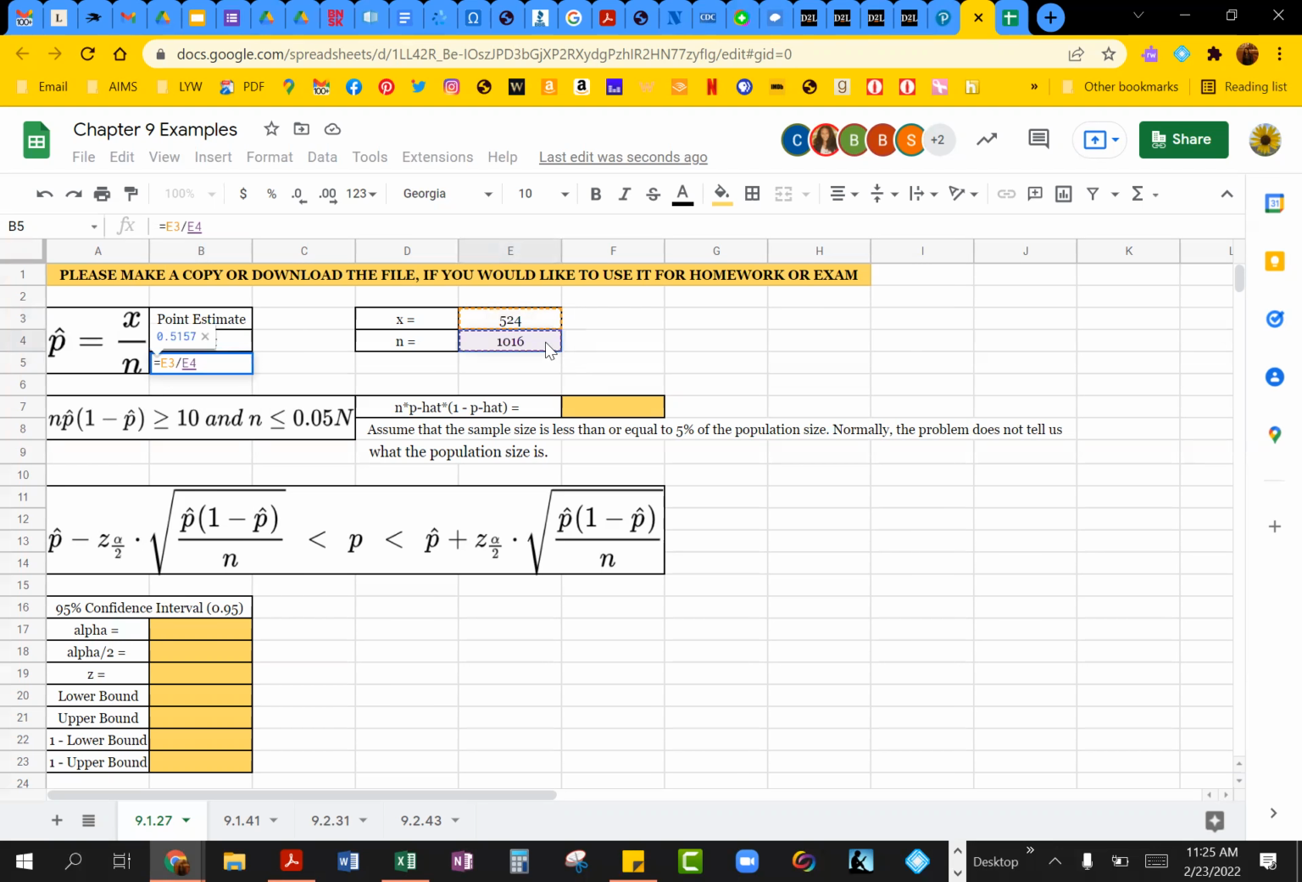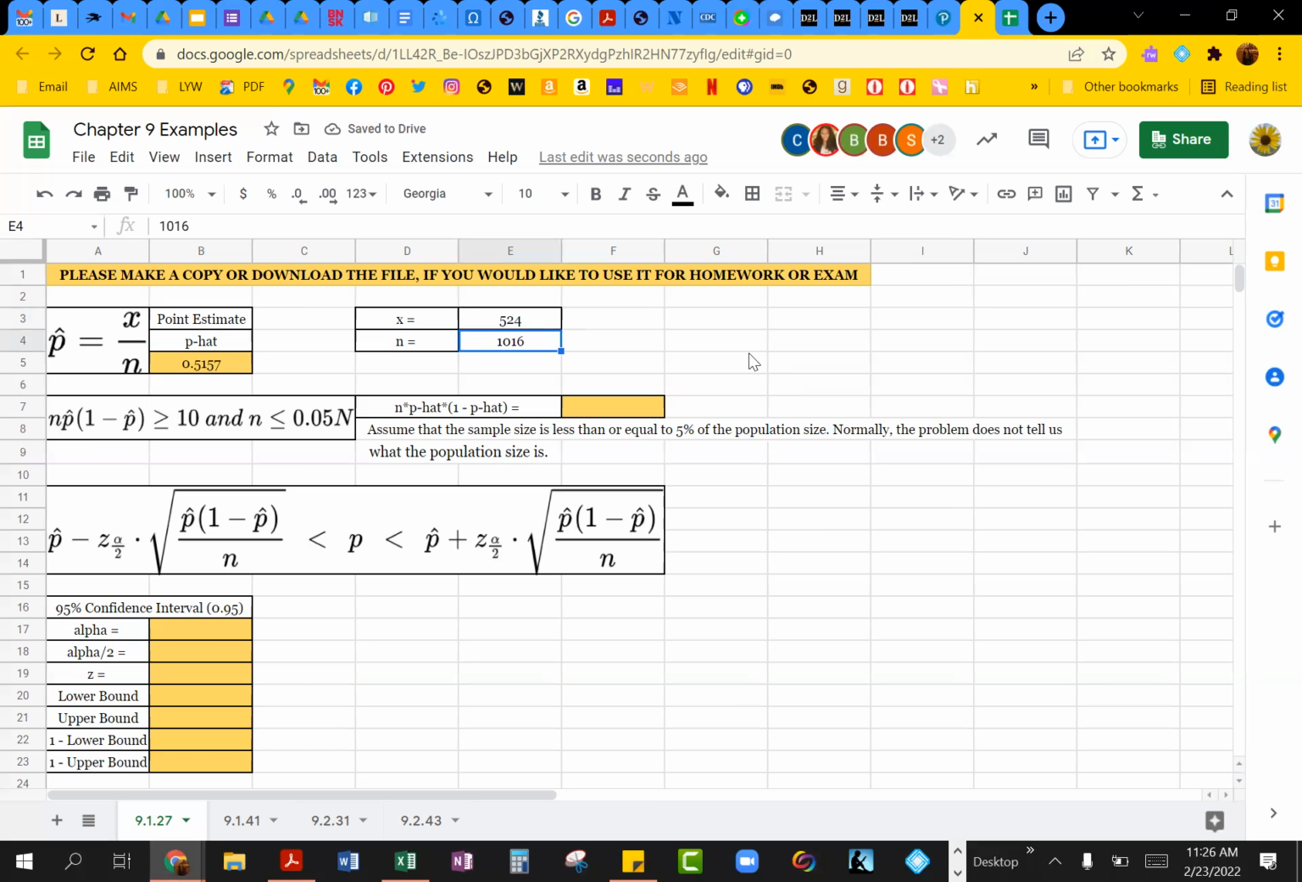That way, when you use this file for your own homework, all you have to do is erase these two numbers and type in what you see in your example, and it will automatically calculate. If instead of 524 we change that to, let's say, 624, you will see it automatically calculates the p hat. That's why you can use the cells instead of typing the numbers in.